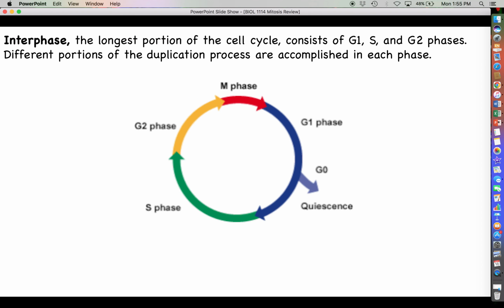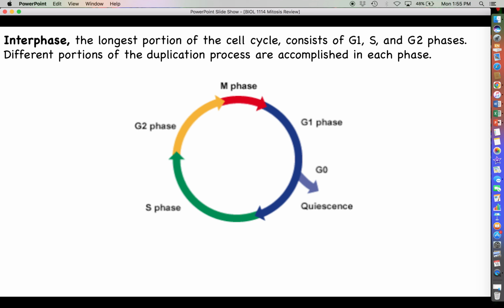So first, let's talk about interphase, which is the longest portion of the cell cycle. This is truly a cell cycle in the sense that you can see it is a circular process, going around and around and around. So interphase itself consists of three different stages. These are called G1, S, and G2 phases.